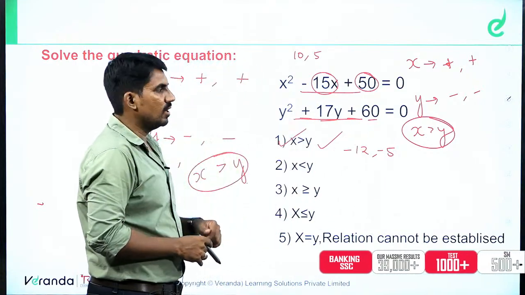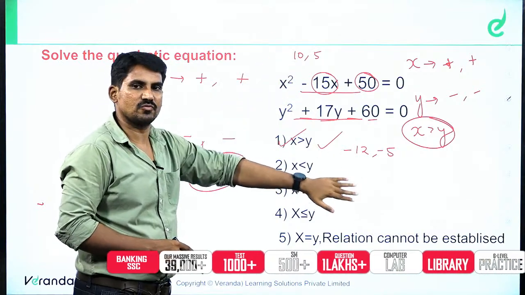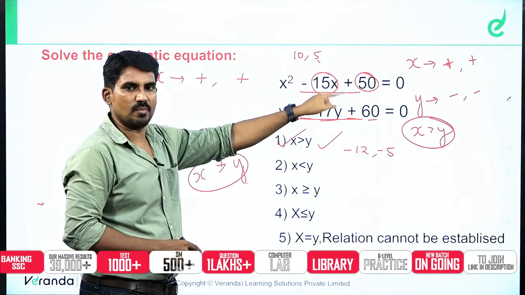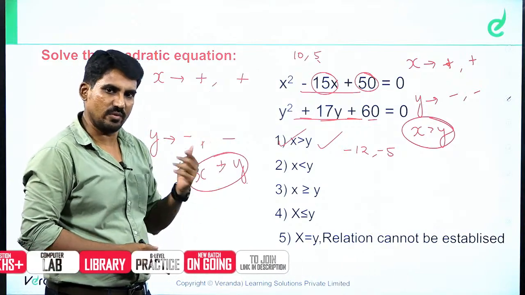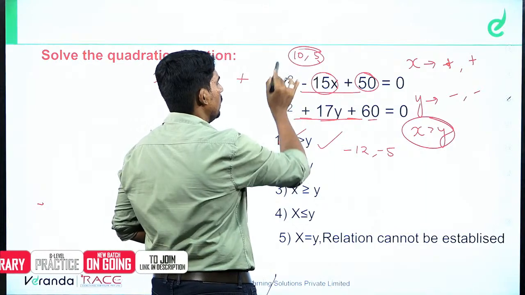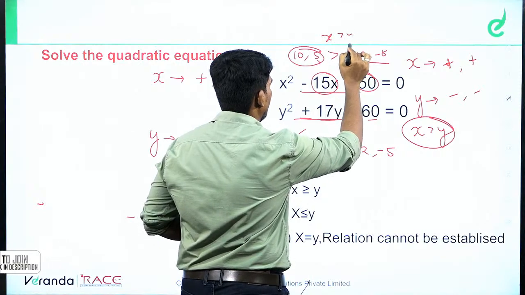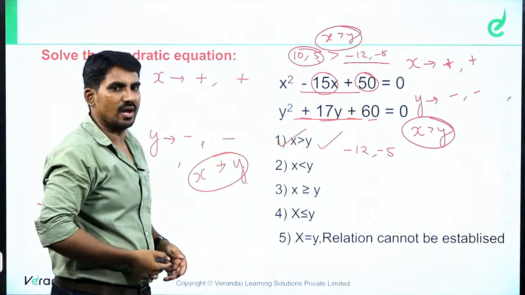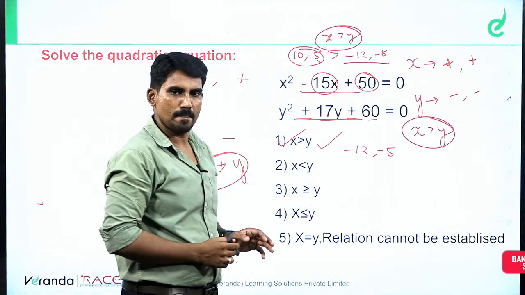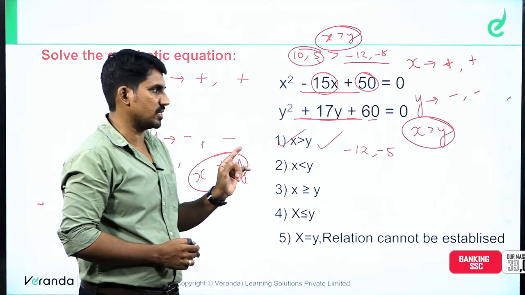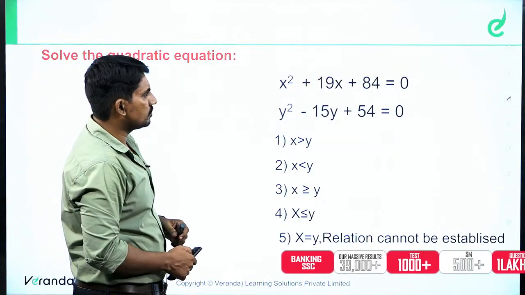The roots are negative. Now 10 compared with minus 12, 10 is greater. 10 compared with minus 5, 10 is greater. 5 compared with minus 12, plus 5 is greater. 5 compared with minus 5, 5 is greater. Therefore, definitely these values are greater than minus 12 and minus 5, so x is greater than y. But without finding the roots, we already got the answer. Note down this very useful shortcut. Minus plus situation, plus plus situation, we can apply the shortcut.